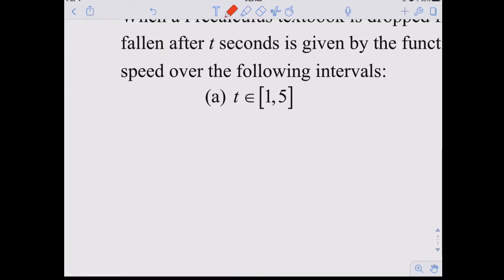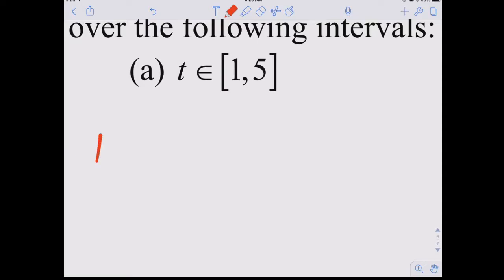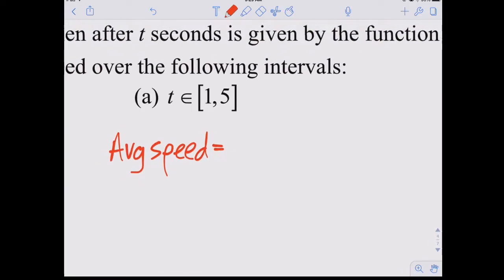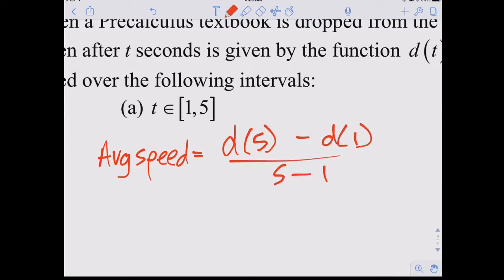We want to look on the interval from t equals 1 to 5 seconds. So, what do we call the average rate of change of distance? The average speed. So we can actually label it now. The average speed is going to be, our function is d, so d of 5 minus d of 1 all over 5 minus 1. Now that's all we're doing.